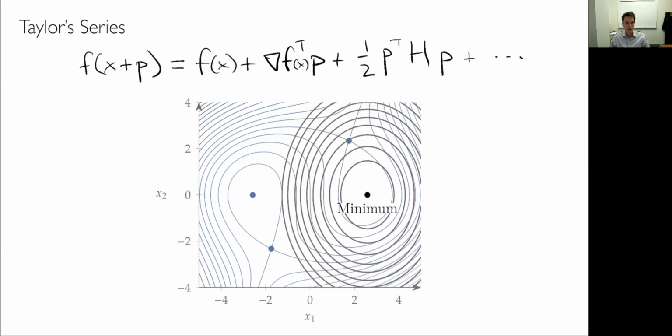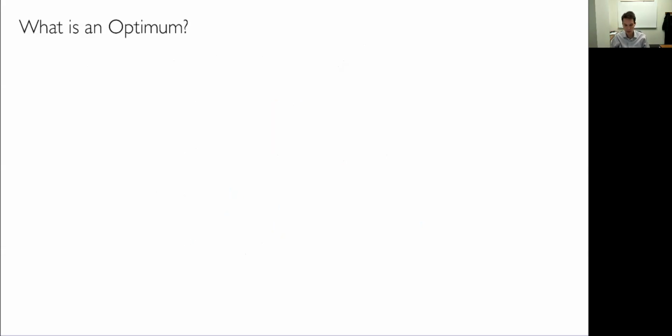Okay, so that's Taylor series. Now we have the pieces together to answer maybe the first question we need to deal with when we're trying to find an optimum, which is, how do we know that we're at an optimum? What does it mean for a point to be optimal?